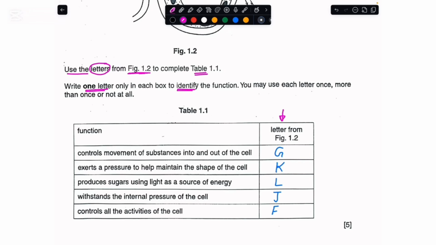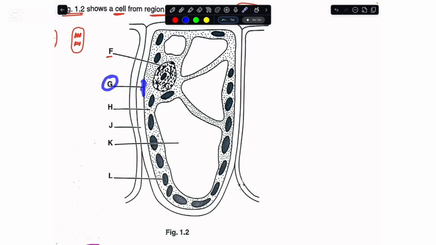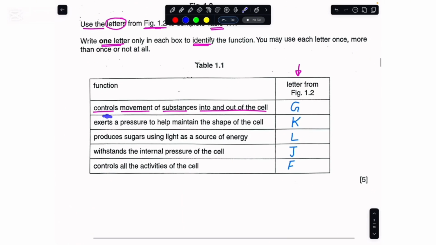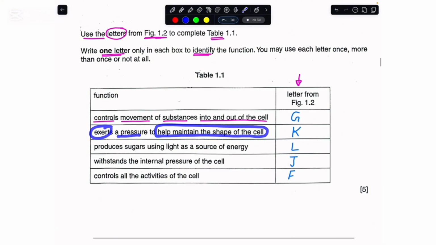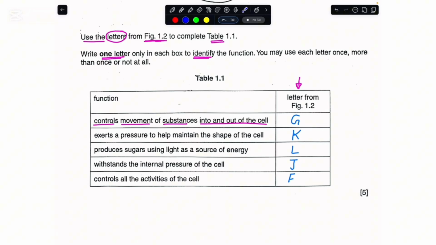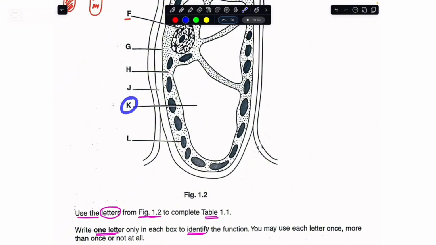If we just solve this, the function they have given is that they control the movement of substances into and out of the cell. So I said this is the cell membrane, and the letter that we are given here is G with us. Then they say that something exerts a pressure to help maintain the shape of the cells. And we know that the maintenance of the shape of the cells is basically dependent on its large vacuole and the way it would exert the pressure onto the cell wall. So this would be the large vacuole, and the letter for the large vacuole given here is K with us.